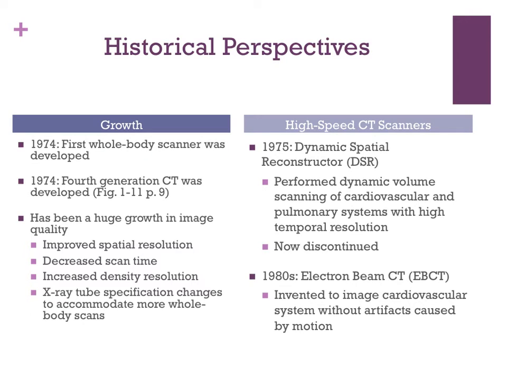And then in the 1980s, another high-speed CT scanner was introduced, which was called the electron beam CT. And this was originally called the cardiovascular CT scanner. Siemens acquired the scanner and referred to it as the electron beam CT scanner, or the EBCT. This was invented to image the cardiovascular system without artifacts caused by motion of the heart. And the biggest difference between the EBCT and the conventional CT scanner is the absence of moving parts.